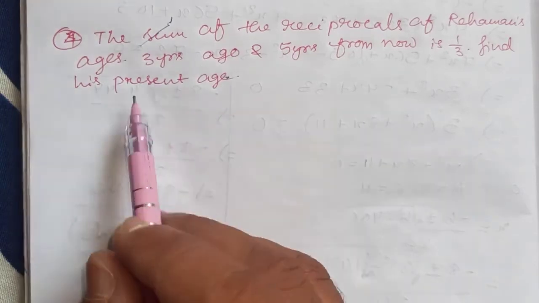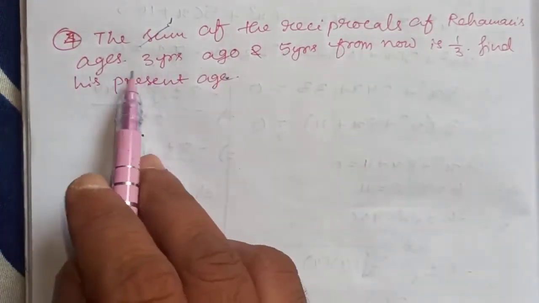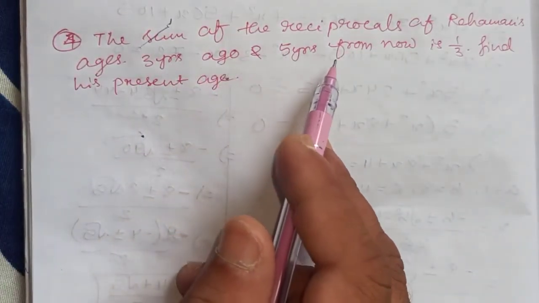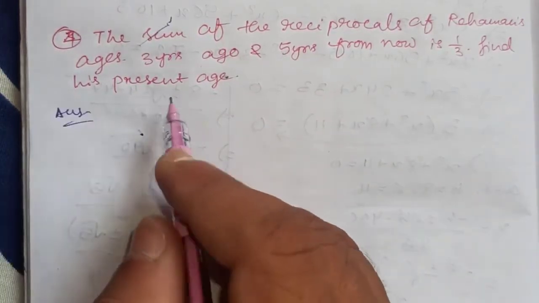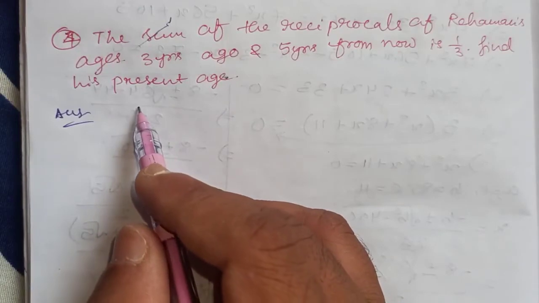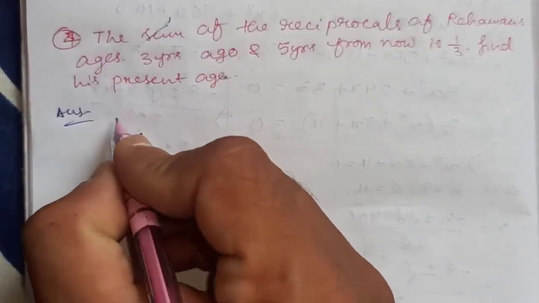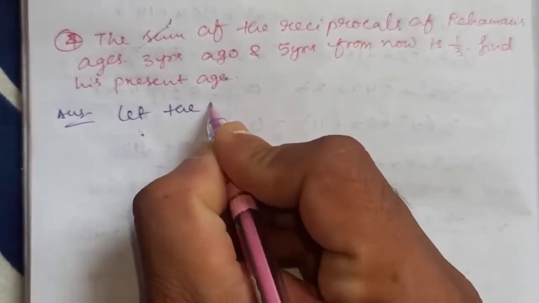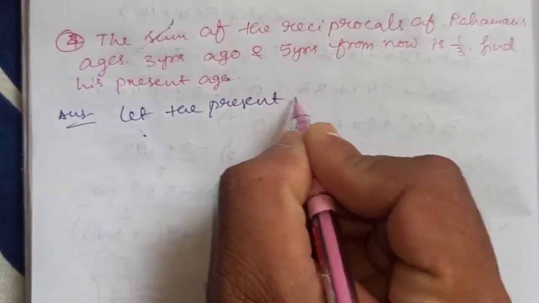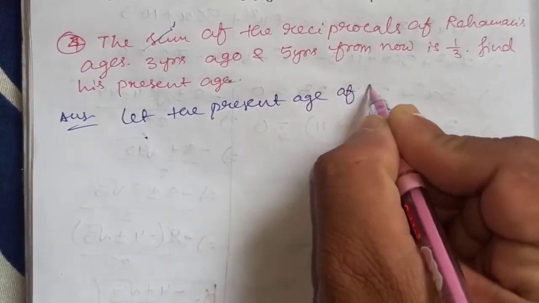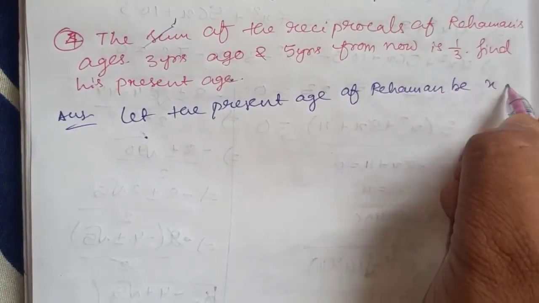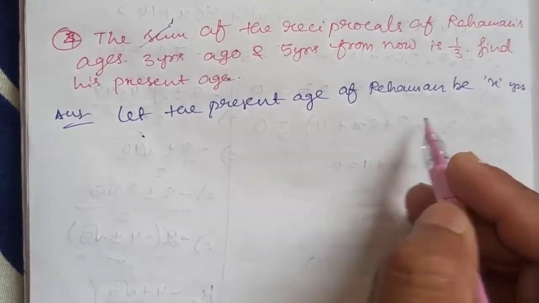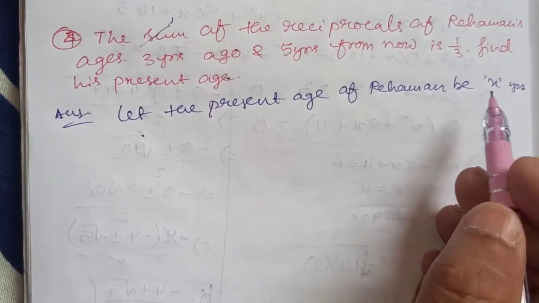In the fourth question it is given: the sum of the reciprocals of Rahman's ages 3 years ago and 5 years from now is 1 by 3. Find his present age. Okay, according to the question we have to find Rahman's present age. So we will take, let the present age of Rahman be x years.